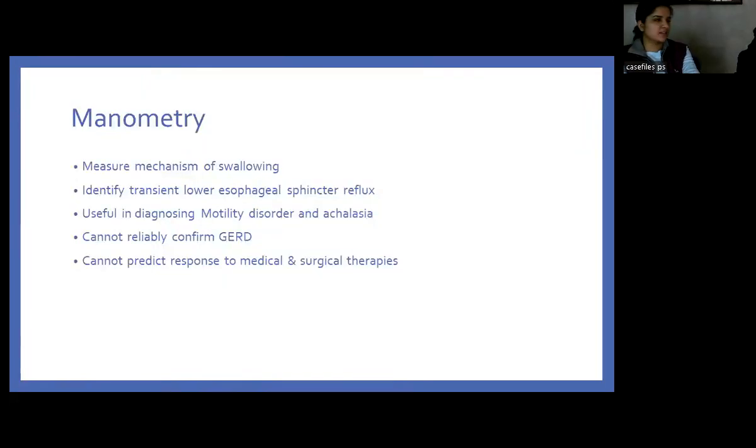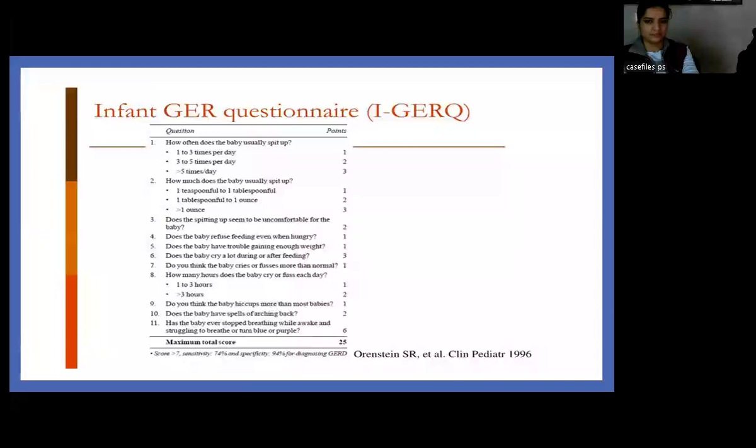Manometry measures the mechanism of swallowing. However, it has less role in confirming GERD. It can identify transient lower esophageal sphincter relaxations and is useful in diagnosing motility disorders and achalasia. However, it cannot predict response to medical and surgical therapy. It has a minimal role in diagnosing GERD.